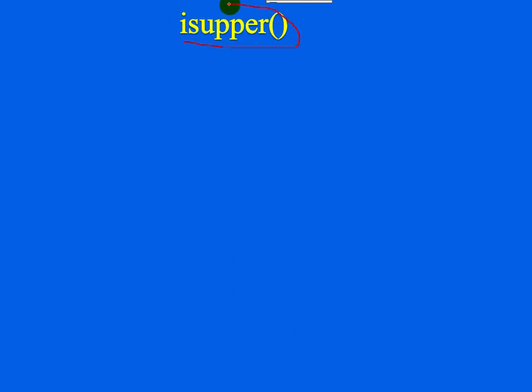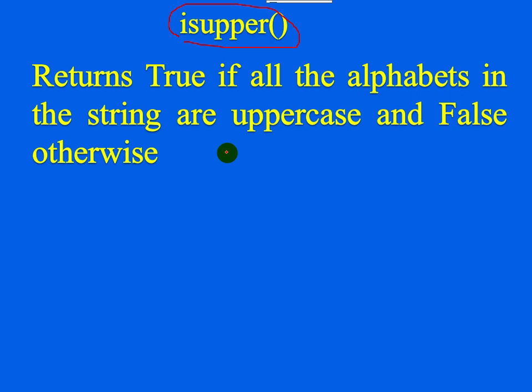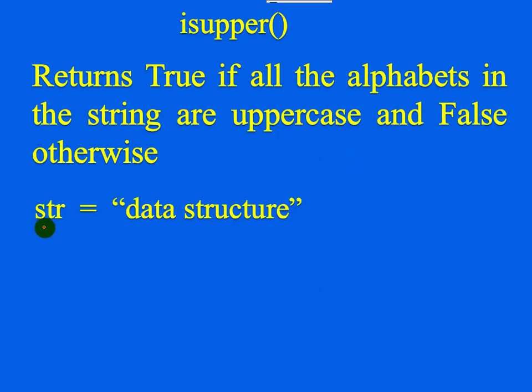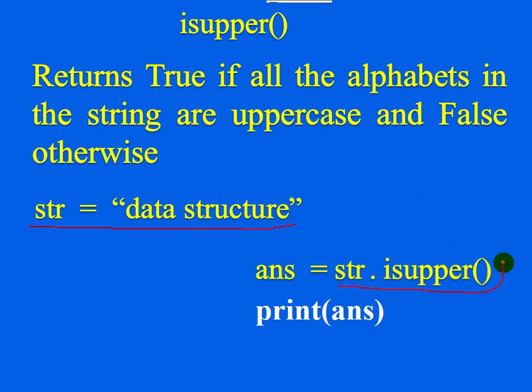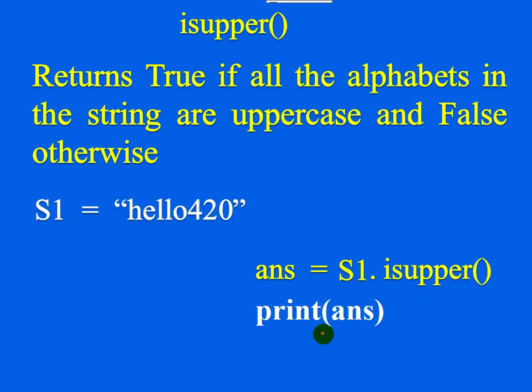Now this is the opposite of the previous one. If all the alphabets present in the string are uppercase, the answer returned is true, otherwise false. Okay, returns true if all the alphabets in the string are uppercase, and false otherwise. Consider the string str equal to data structure. If I write str dot isUpper, what answer does the function return? False, because these are the alphabets, and all the alphabets are not uppercase, not even one uppercase alphabet is there, so certainly the answer is false.